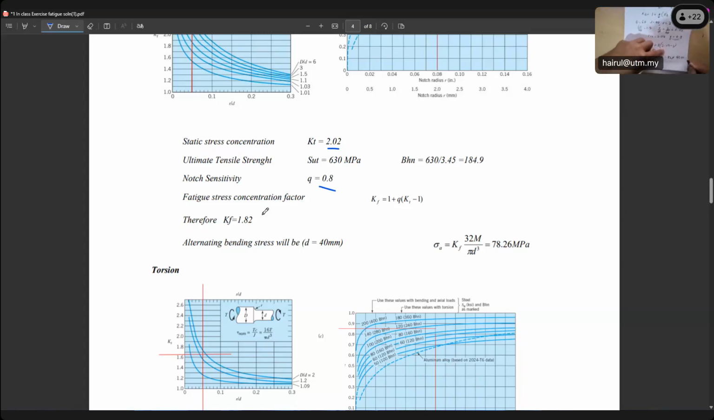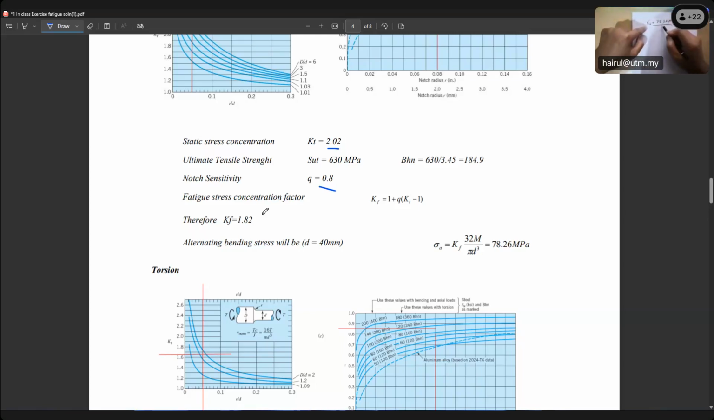Remember, the sigma bending we calculated just now is at the shoulder, with a moment of 43 megapascal. After we multiply, our sigma bending is 78.26 megapascal. Okay, I hope you understand.